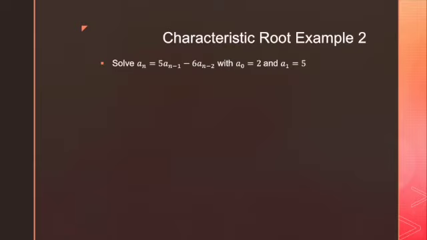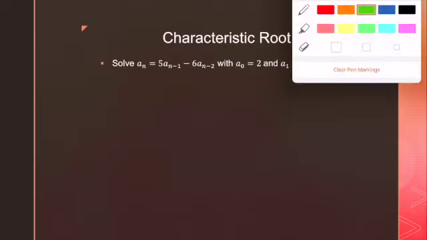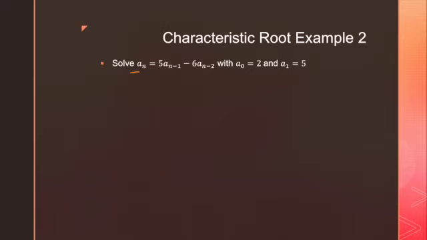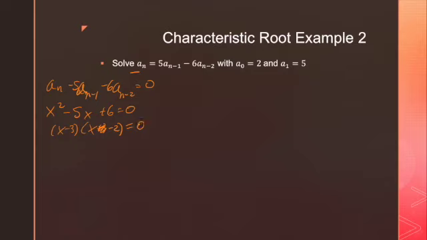So I'm going to go ahead and rewrite this initial equation in the correct form. So I have a sub n minus 5a sub n minus 1 plus 6a sub n minus 2 equals 0. That leaves me with the characteristic equation x squared minus 5x plus 6 equals 0. I'm going to go ahead and factor this. That means I have the roots x equals 3 and x equals 2.